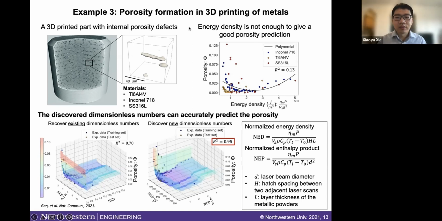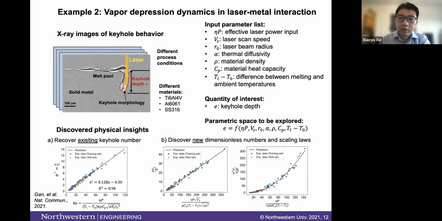Yeah, this is a very great question. So here you can see we involved 7 input parameters, and the quantity of interest is very clear, and we care about the keyhole depths. But how we choose the input parameters, the first thing is it depends on your experience, like which parameters will be more important. You will include these parameters, and also we try to test if we involve more parameters, can our approach still identify the keyhole number, and we find it actually can.